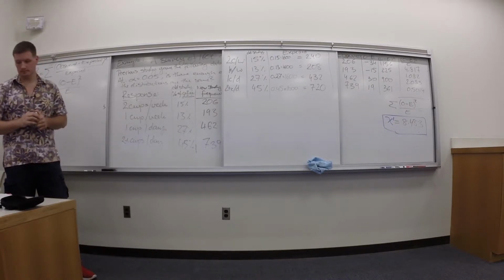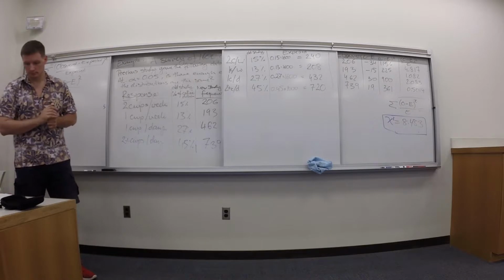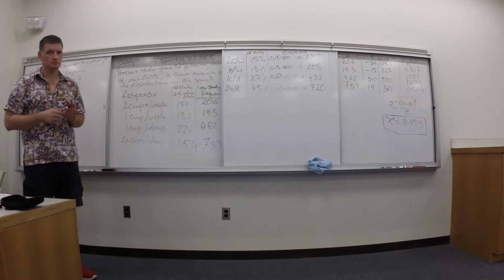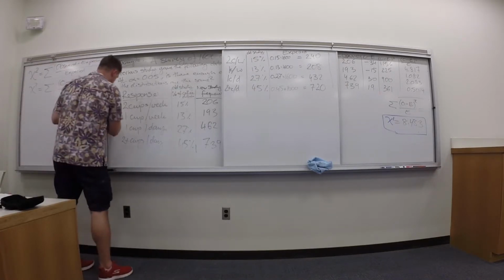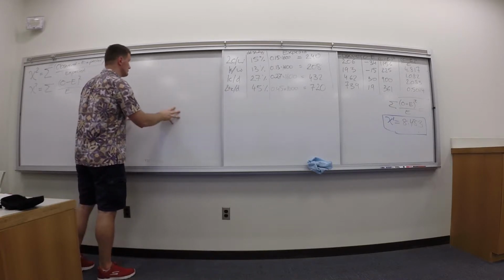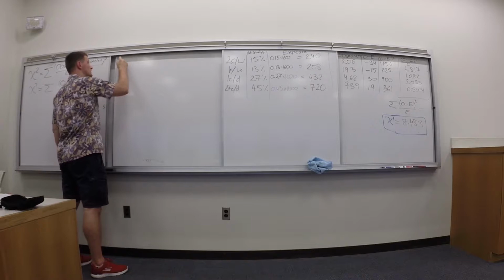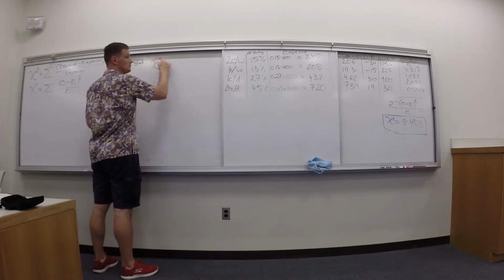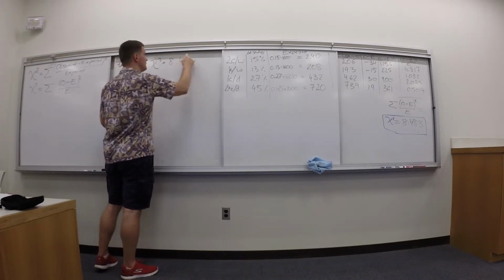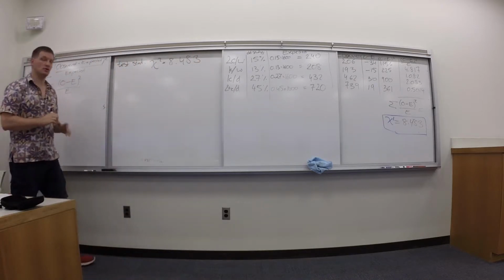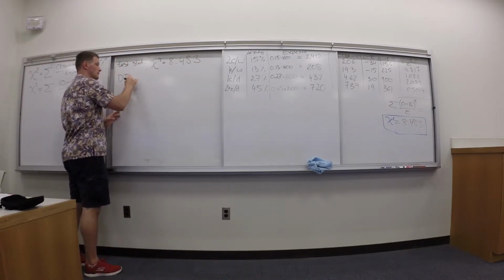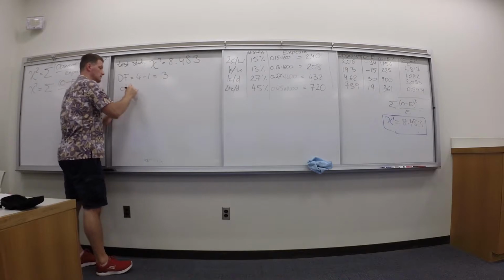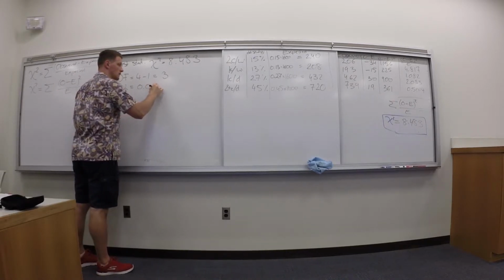Okay, so we have a test statistic. So what do we know? Well, we know that we have a test statistic chi-squared equals 8.483. We know that our degrees of freedom are equal to 4 minus 1, which is 3. We know that our alpha is 0.05.